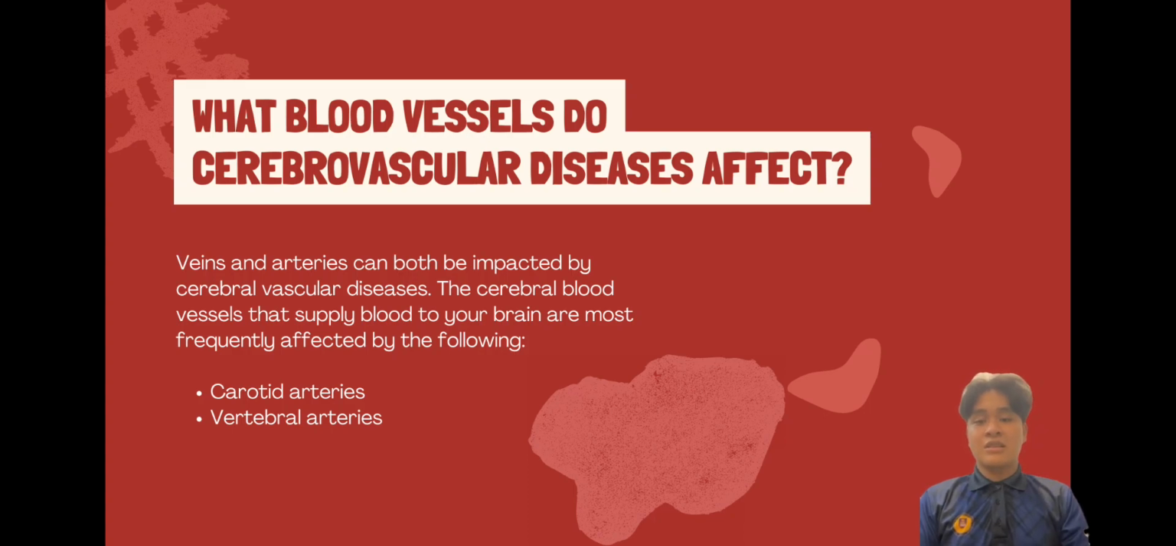Next one is vertebral arteries. These blood vessels run along the back of your neck. The majority of people have a vertebral artery on the right and one on the left.